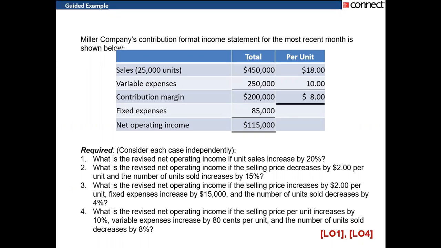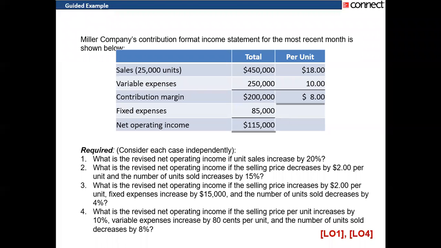Okay, exercise number 513. Miller Company's contribution format income statement for the most recent month is shown below. Sales of 25,000 units, variable expenses for 25,000 units, then the contribution margin coming from the 25,000 units, fixed expenses of $85,000, net operating income of $115,000.